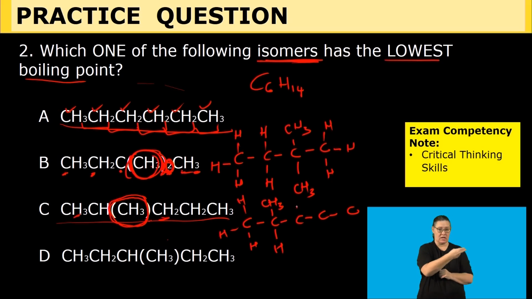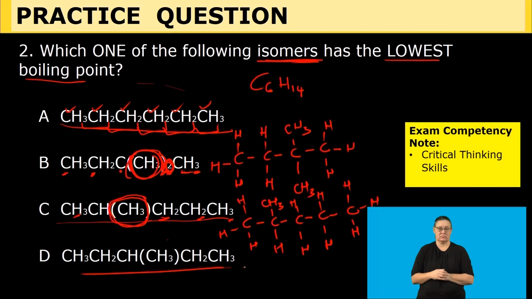Then there we have 2 hydrogens, 1, 2. Then we also have 2 hydrogens again, 1, 2. Then we have 3 hydrogens, 1, 2, and 3. Now looking at this, we have 1, 2, 3, 4, 5 carbons, and then the 6th one is the branch. Now looking at this chain, we have 1, 2, 3, 4, 5, but then we notice that our carbon atom, it is on carbon number 3.